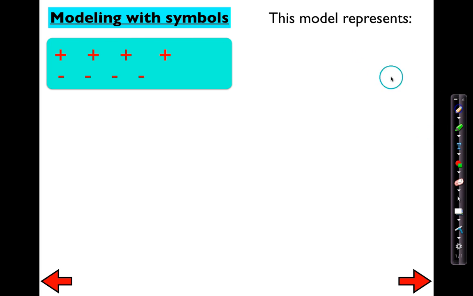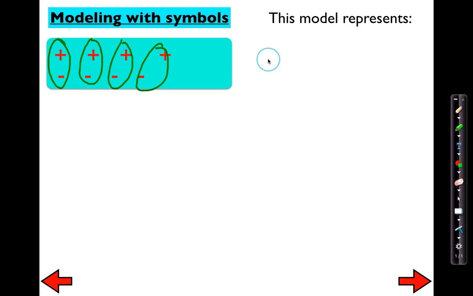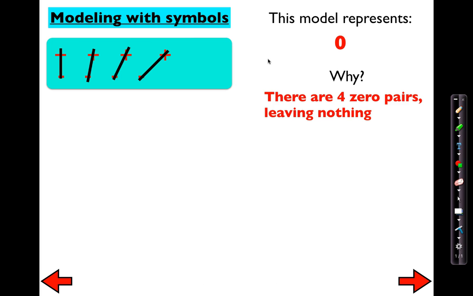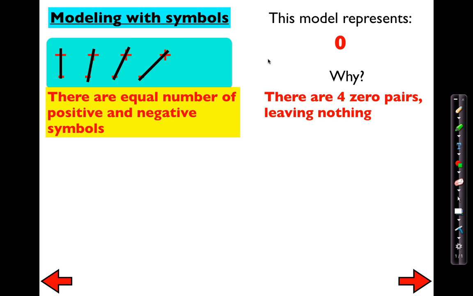Okay, so let's see how we did. Well, first of all, I'm going to recognize there are some zero pairs I'm going to take care of. I see 1, 2, 3, 4. And guess what? There's nothing left. All of these are 0, which means this model represents 0. There's nothing left. So here I would claim that there are 4 zero pairs and there's no positive, no negative left. When I compare them, I can say there's an equal amount of positives and negatives. There weren't more positives, there weren't more negatives. They were just equal.